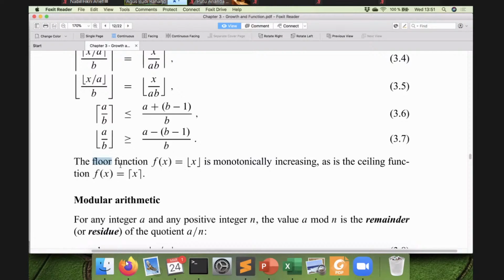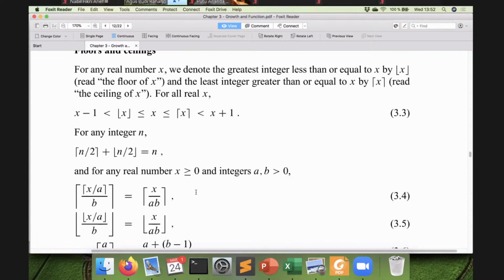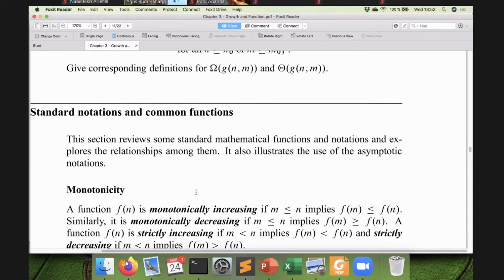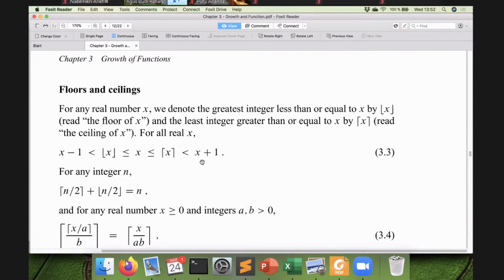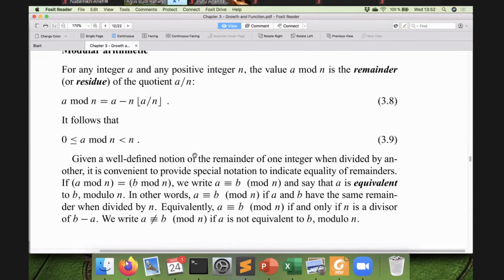So both the floor function and ceiling function, normally it's monotonic. Well, it's not normally. It's obviously monotonically increasing. If the value of x is increased, so it will increase also. So we have floor, we have monotonicity, and here we have modular arithmetic. For any integer a and any positive integer n.